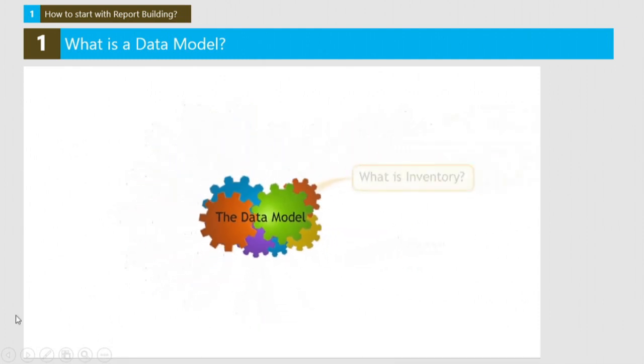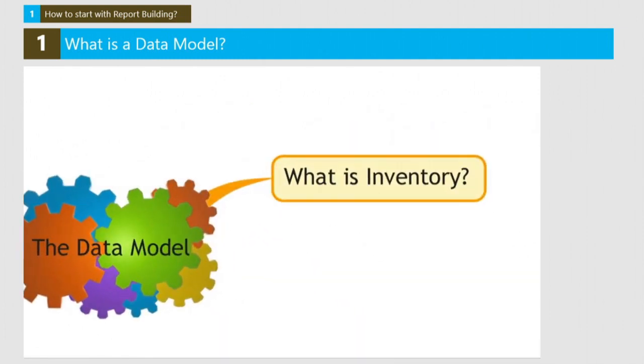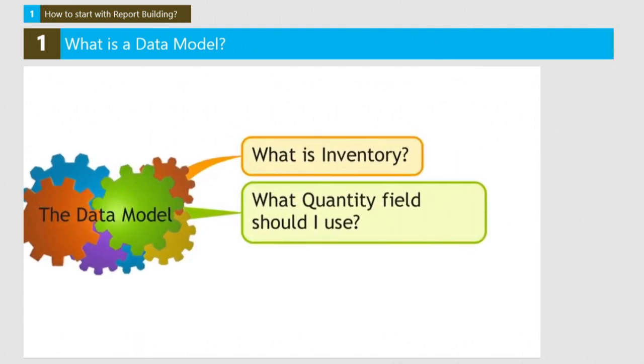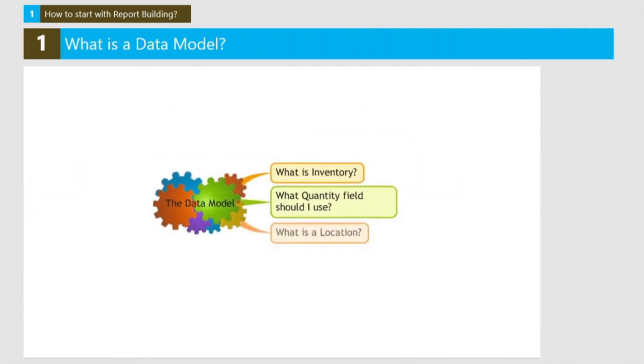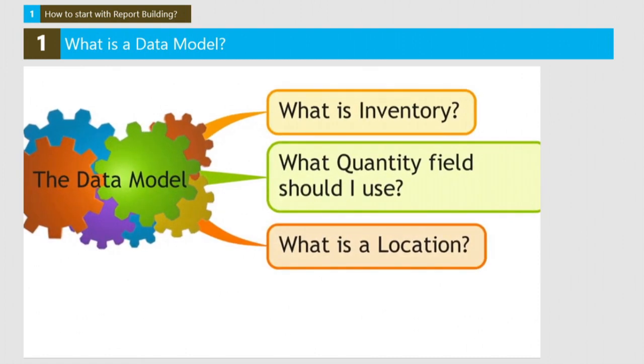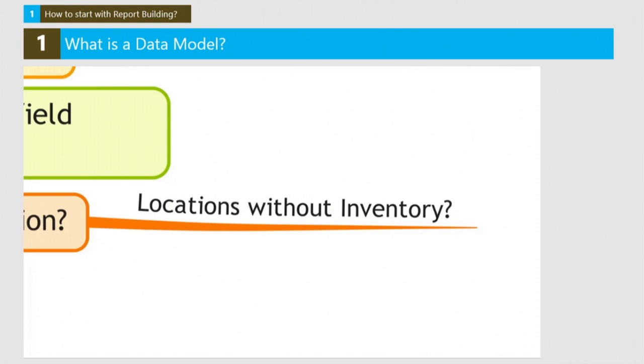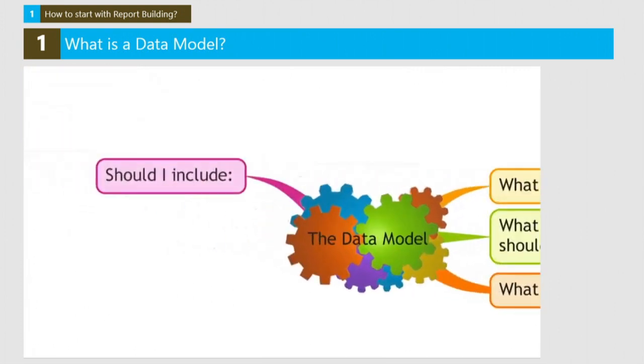Let's have a look. So when we are going to build our report, the first question is what is actually inventory? Which quantity field am I going to use for the inventory? What is a location? These are the main questions that we are going to ask. Do I need to include locations without any inventory in the report?